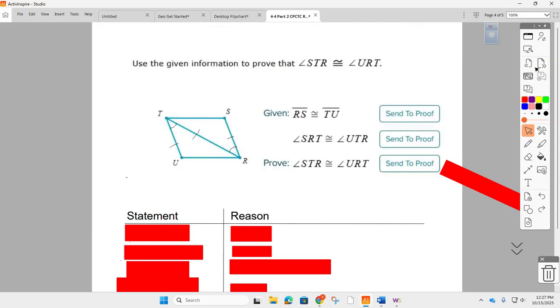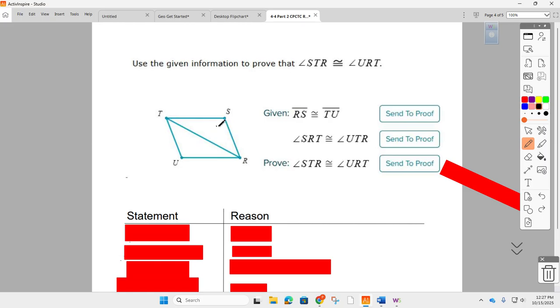All right, now we're proving an angle is congruent to another angle. We're going to prove that angle STR, so that's this angle, is congruent to angle URT. So STR, that one's congruent to this one, right? Well, we don't have any way to know those are congruent. If we knew this segment and this segment were parallel, we could do alternate interior angles, right? It'd make it easier on ourselves. Well, they didn't tell us anything was parallel, so we can't use that one.